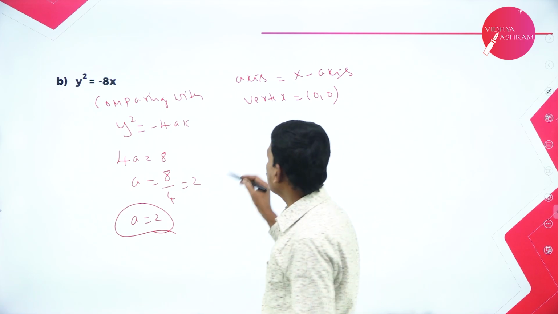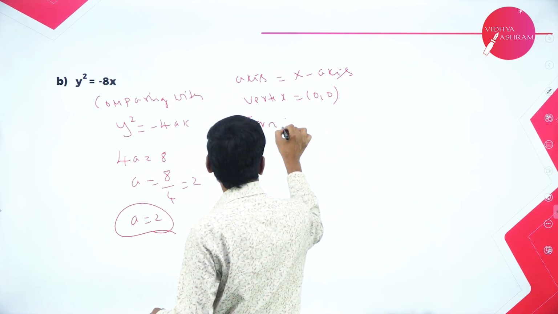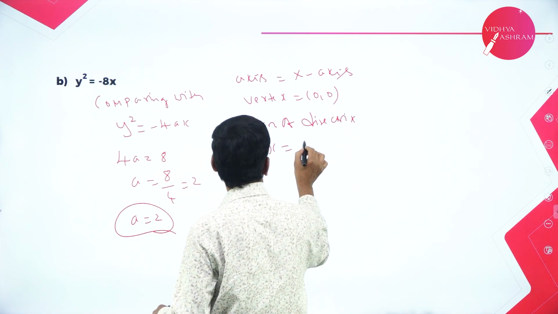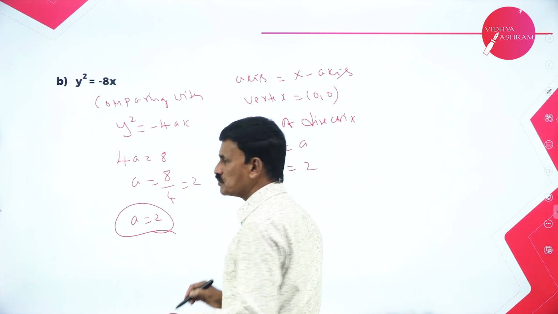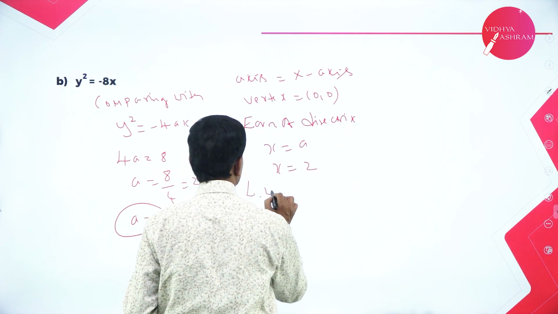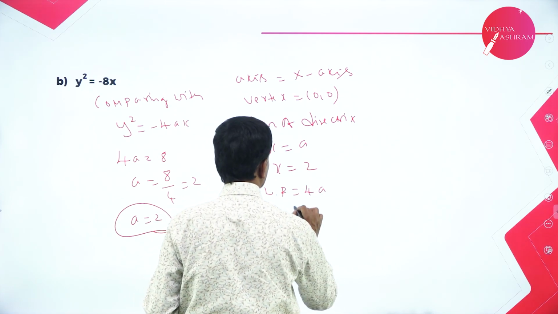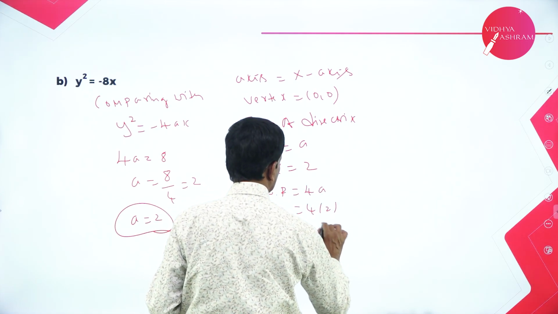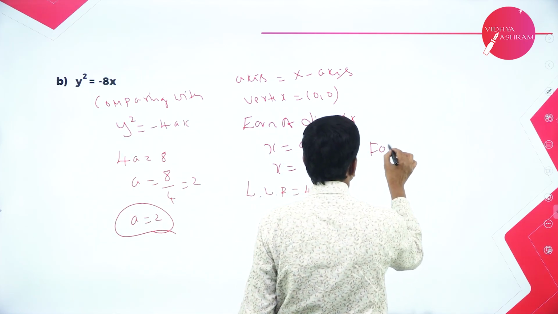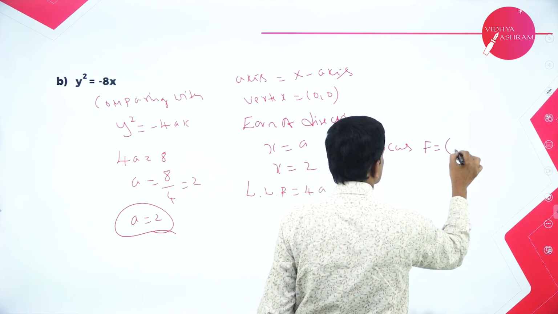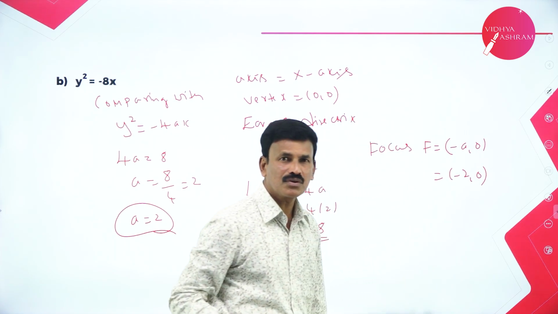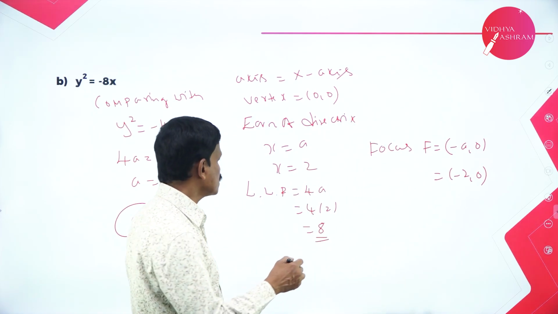Right. Now, first write down the equation of directrix. Equation of directrix is x is equal to plus a, that is x is equal to 2. And then the length of latus rectum is equal to 4a, that is 4 into 2 is 8. The focus S is equal to minus a comma 0, that is minus 2 comma 0. If you want to write the diagram, you can write it.